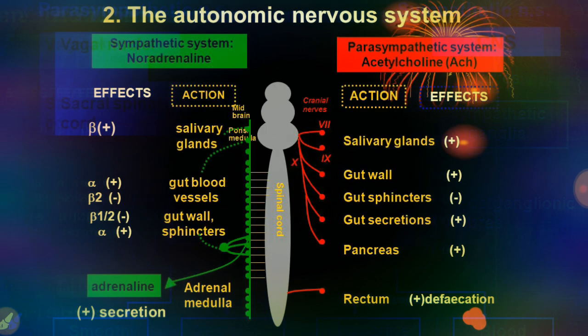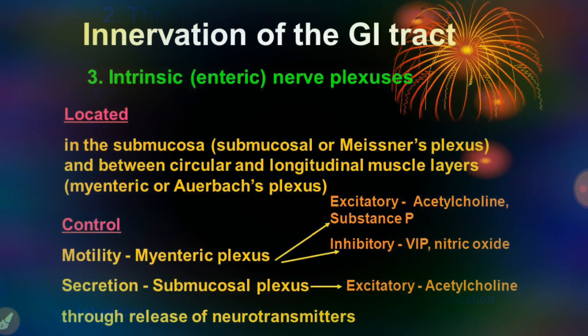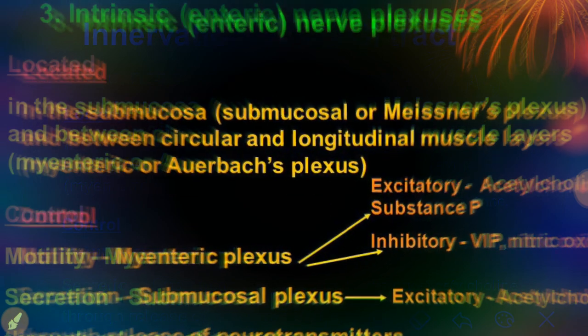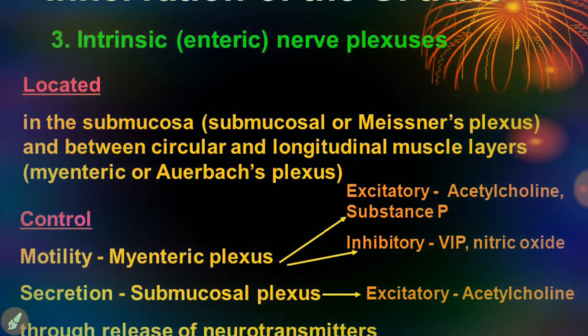Okay, we have seen this slide, the autonomic nervous system. Here is the innervation of the GI tract, the intrinsic nerve plexus, meaning the locations like the submucosa and the myenteric plexus. The enteric nervous system is located in the submucosa, the submucosal or Meissner's plexus, and between the circular and longitudinal muscle layers, the myenteric or Auerbach's plexus, as we have seen from the start.